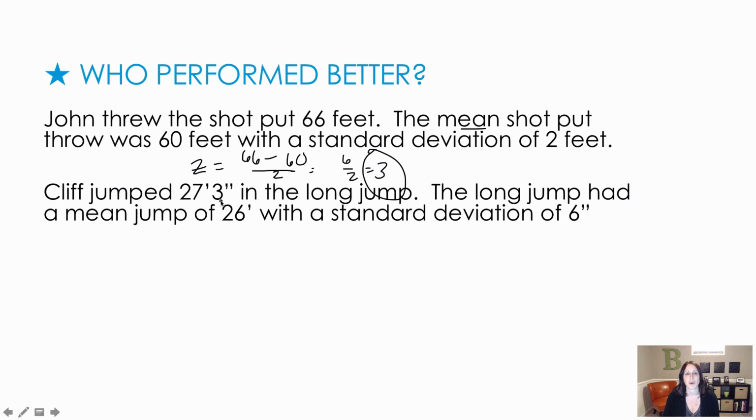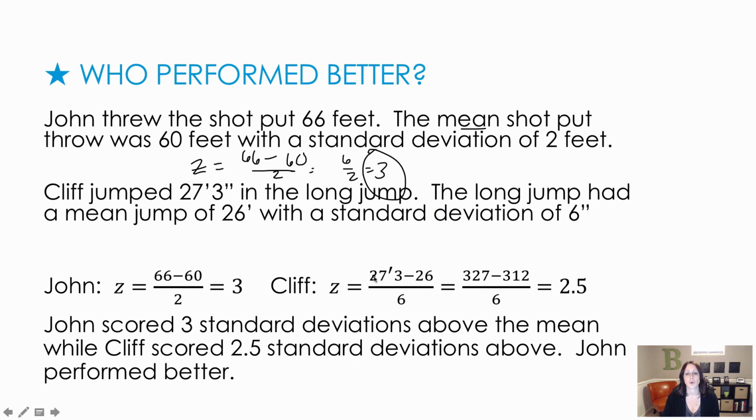27.3 is a little bit hard to deal with because we're dealing with feet and inches and not just inches. Because the standard deviation is in inches, we're just going to turn everything into the same format. So 27.3 turned into 327 inches. The mean of 26, again, just times 12, turned into 312. This one was 27 times 12 plus 3. So 327 minus 312 divided by 6, which is 2.5. So Cliff scored 2.5 standard deviations better than the mean, and John scored 3 standard deviations better than the mean. So John overall is better in relationship to the other shot put throwers, as opposed to Cliff and the other long jumpers.